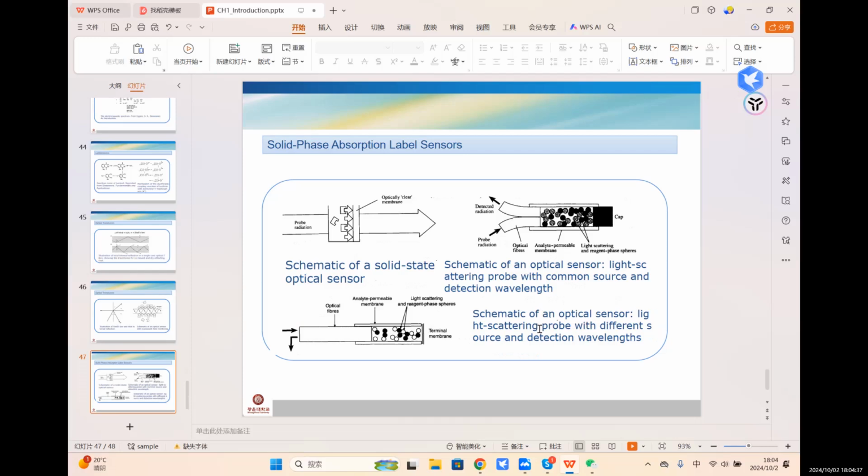Light scattering problem with different styles and detection wavelengths.